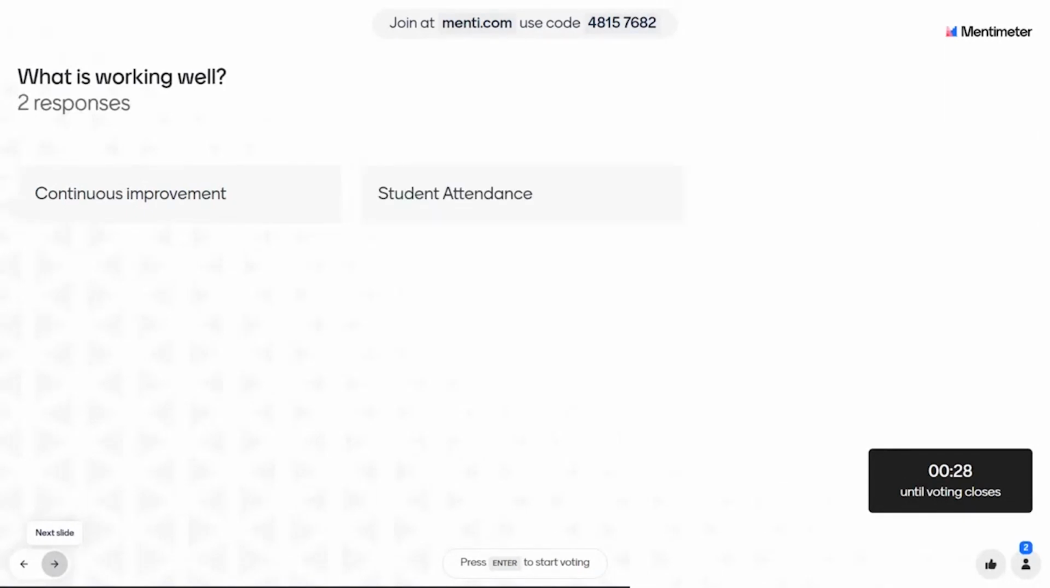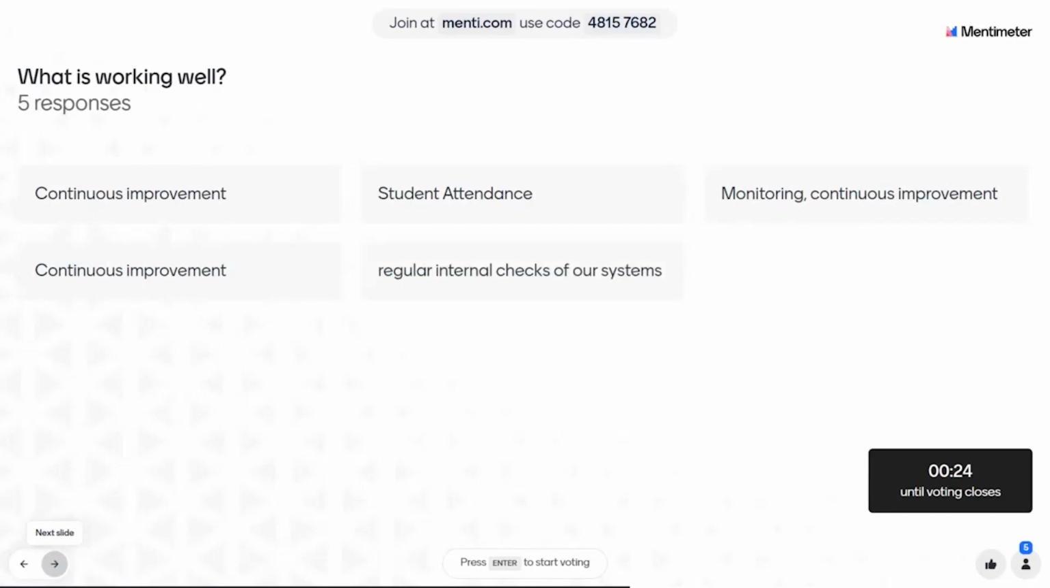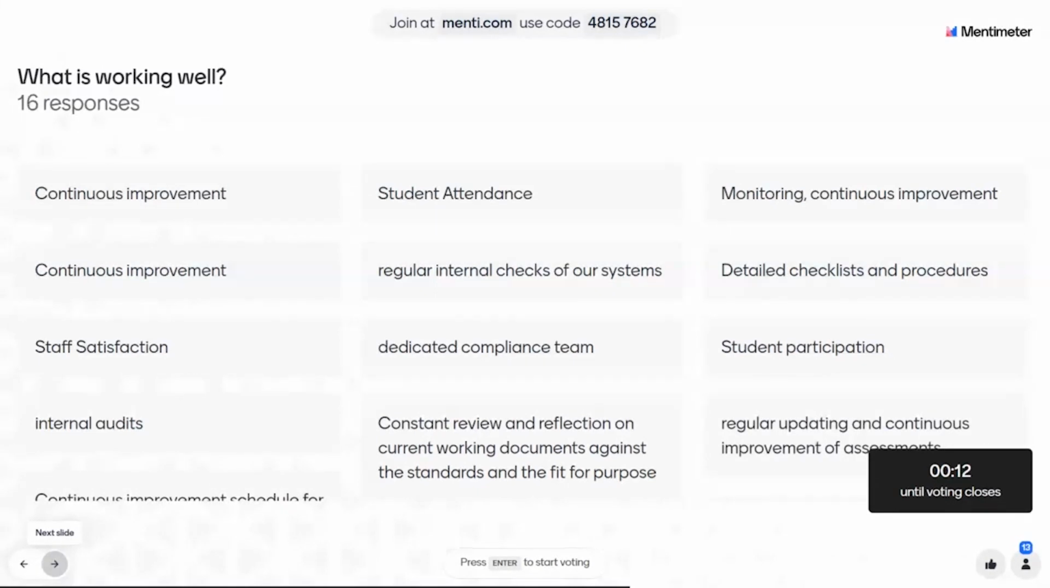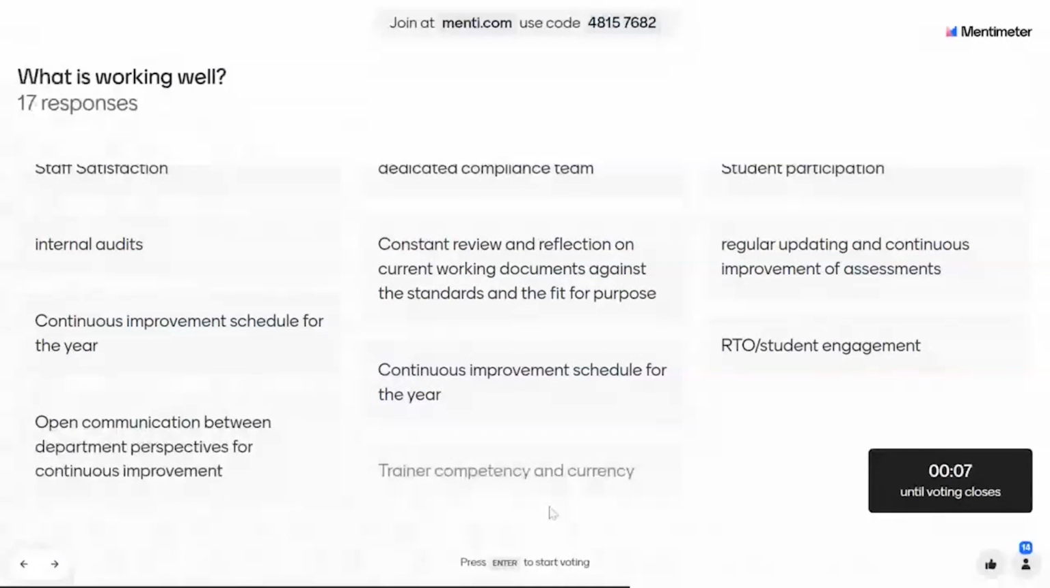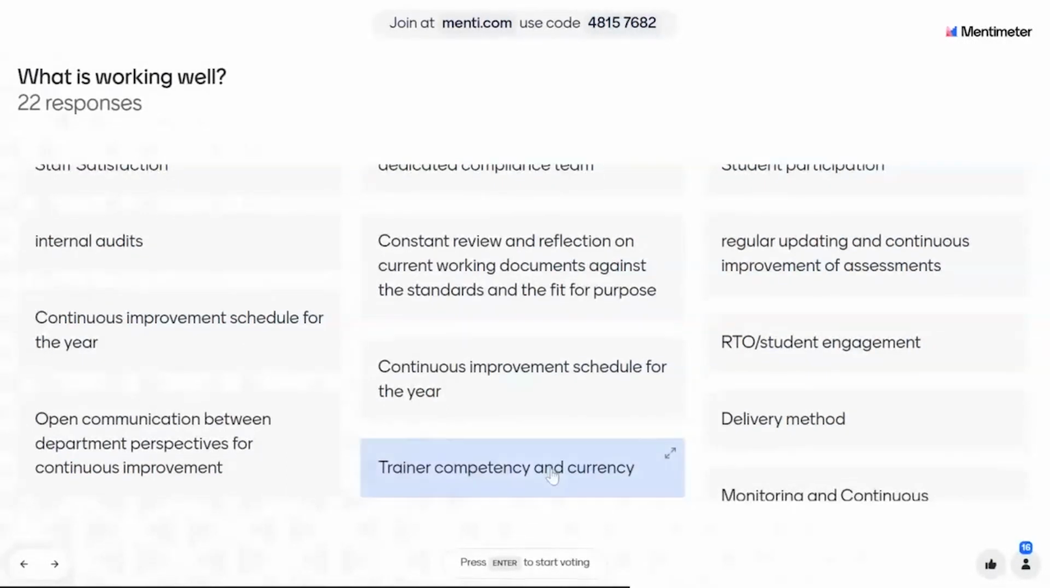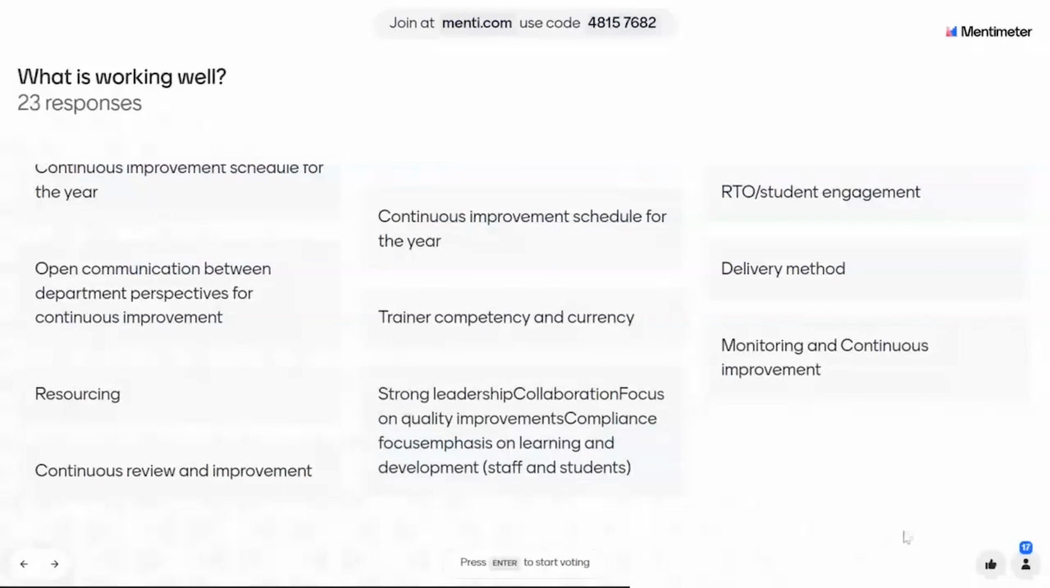Okay, so there is a lot of responses on there that are about continuous improvement. So it ranges from just saying continuous improvement is working well, to saying we've got a great schedule for the year, to we're monitoring what we do, having continuous review in place. So continuous improvement is very, very strong in there. We have also some information in there on compliance, engagement, staffing, resourcing. So in a lot of the responses that you have put in there, there are some very, very positive things in there, which is fabulous to see. We have one more question for you. What could be improved in your RTO?